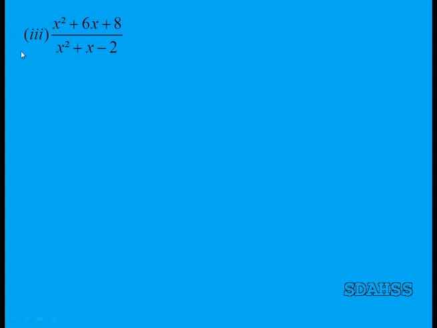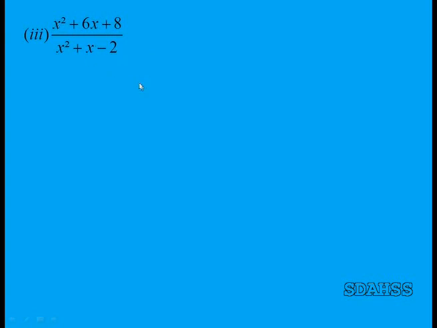Subdivision 3. X square plus 6x plus 8 divided by x square plus x minus 2. In the previous two sums, the rational expressions were already simplified, but here the rational expression is not simplified. So you have to make the rational expression into its lowest form. Afterwards you have to equate the denominator to 0.